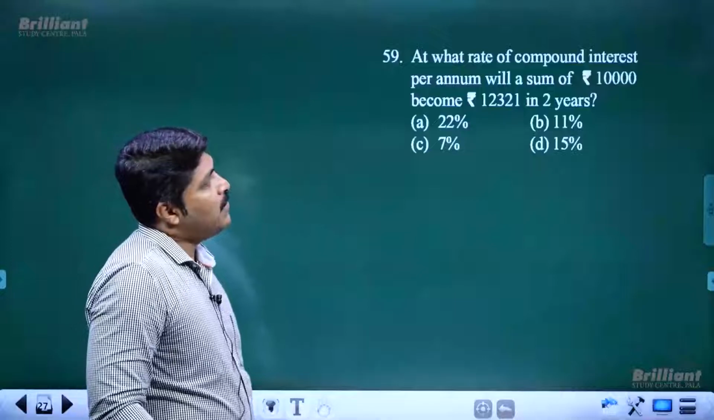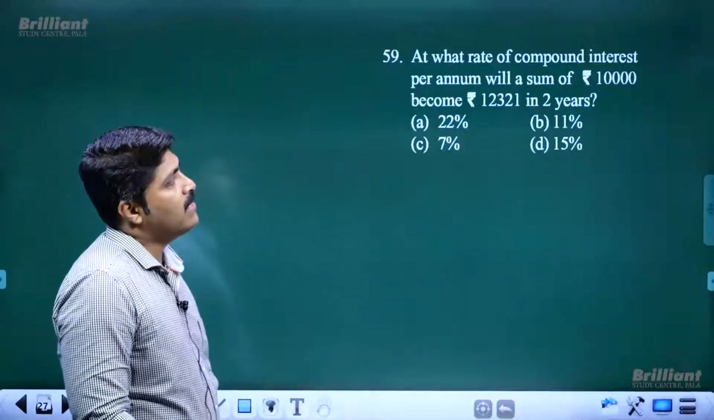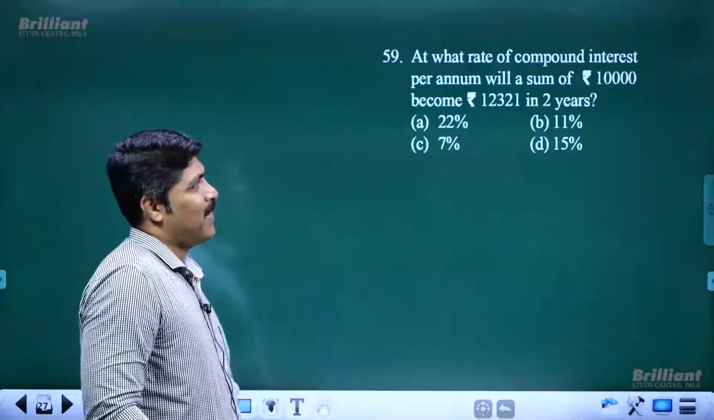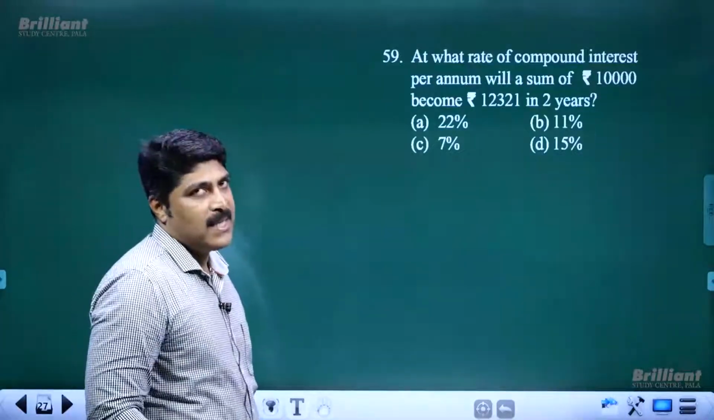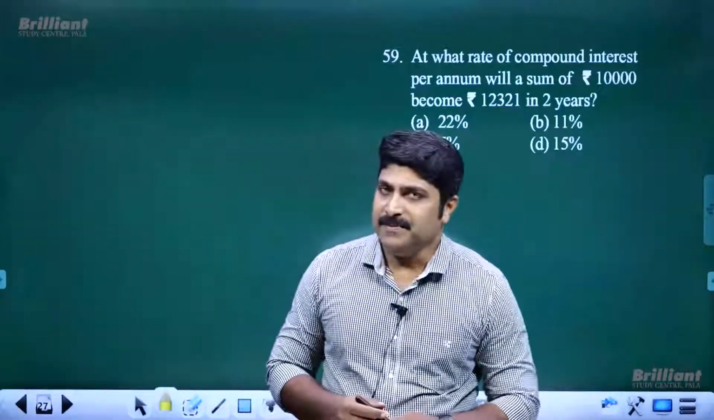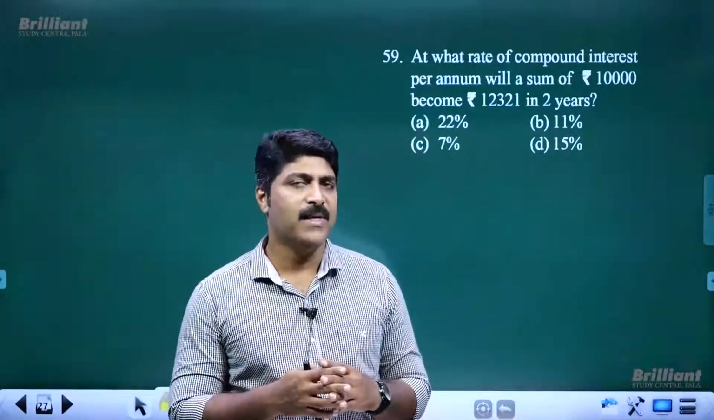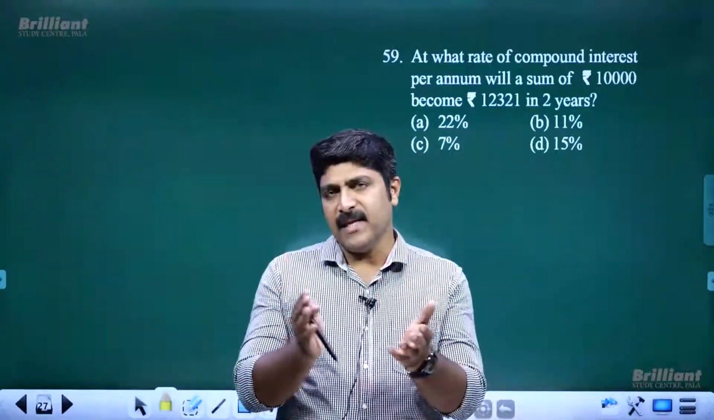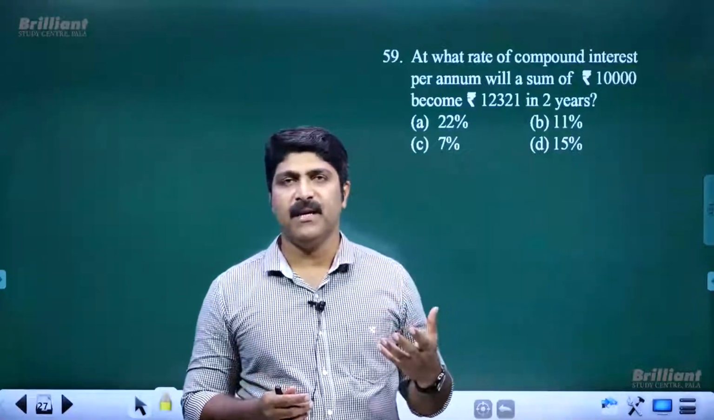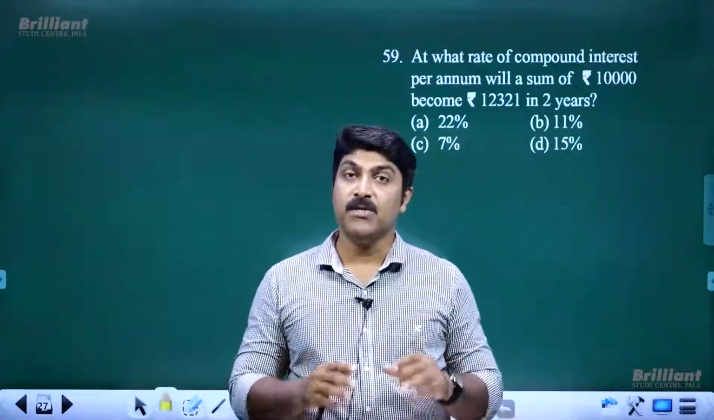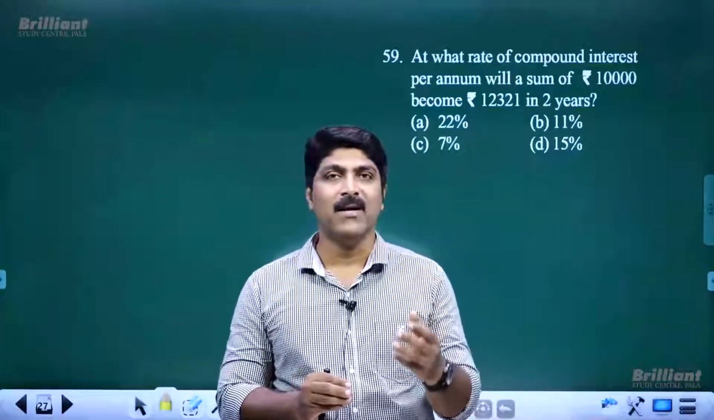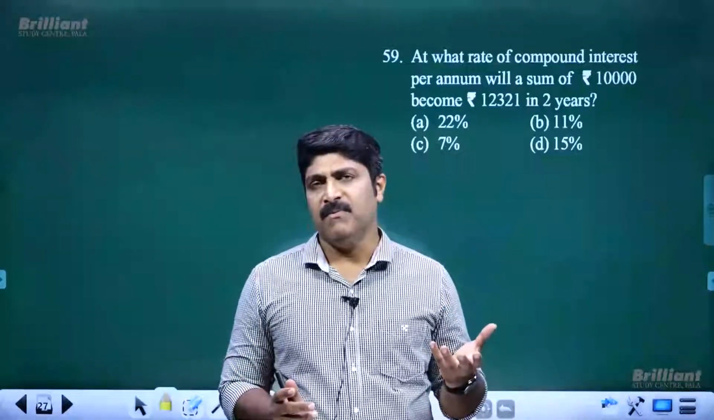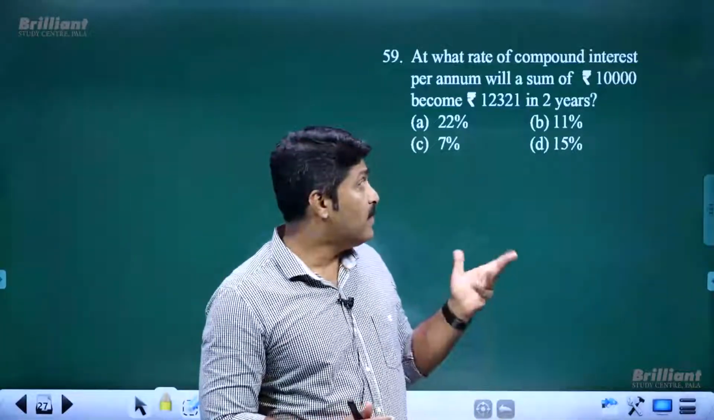At what rate of compound interest per annum will a sum of rupees 10,000 become 12,321? Hope you all are well aware of the results related to compound interest. You can apply the result, or we can also approach it otherwise. But here we are filtering the methods. There are lots of methods, and we are sorting out which will be the suitable method whenever we get a similar kind of question. We don't want to be confused about which method is suitable in such a situation.